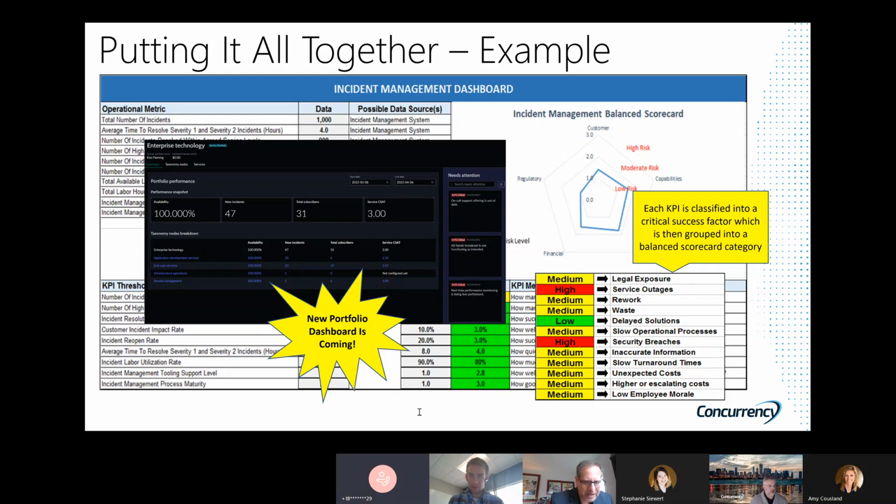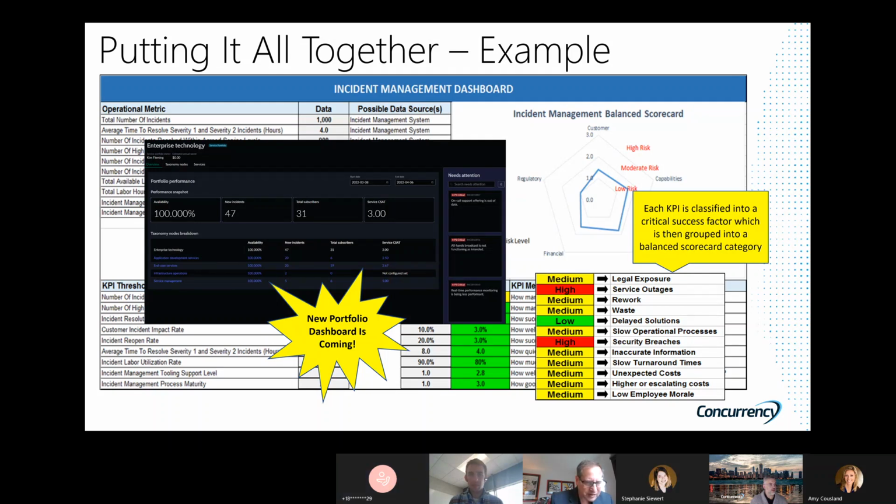So are we operating with service outage, too many service outages? Do we have legal exposure? Do we have a lot of waste or security breaches, things that are going on, things that at the higher levels of management and at the executive level they might be interested in knowing about. So this is a way that you tie all those bottom level metrics all the way into the upper levels.